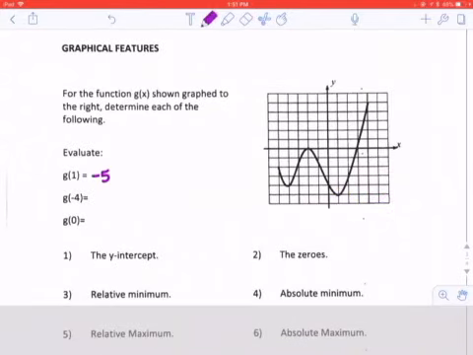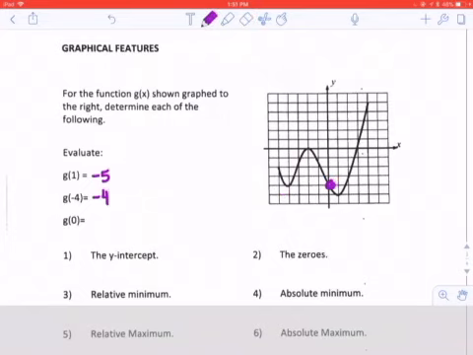G of negative 4, where's our graph when x is negative 4? It's right here, and that is the point negative 4, negative 4. So G of negative 4 is negative 4. And then G of 0, x is 0 right here, and the y value there is negative 4. And that is actually the y-intercept. 0, negative 4. It's where the graph crosses the y-axis.